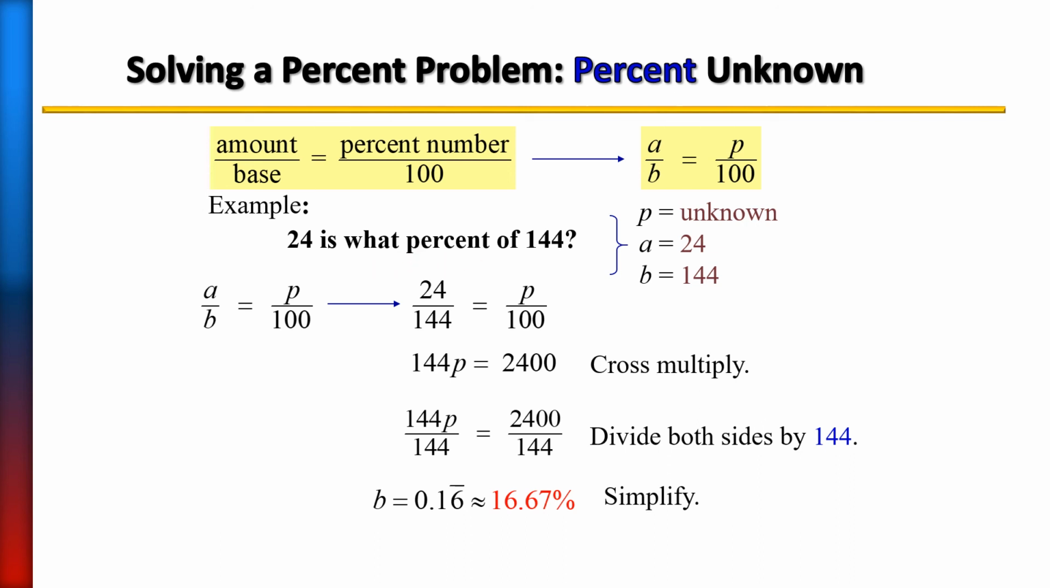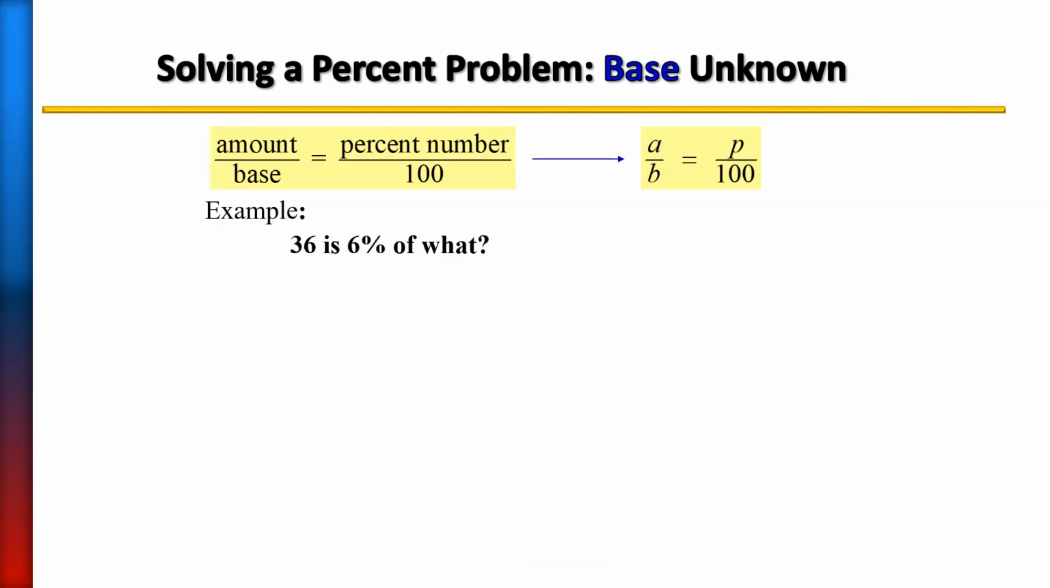Moving on to the last example, using the A over B equals P over 100 method. Remember, whatever is in front of of is your amount. So A is going to be 36. We have our percent, which is 6%, so remove the P and place a 6 there. Behind of is our base. This time we don't know what our base is, so we're going to leave the B as our variable we need to solve for. So let's go ahead and put everyone in their places.